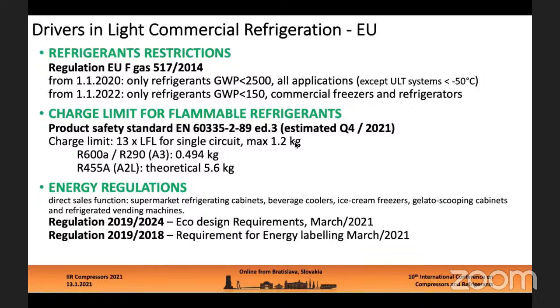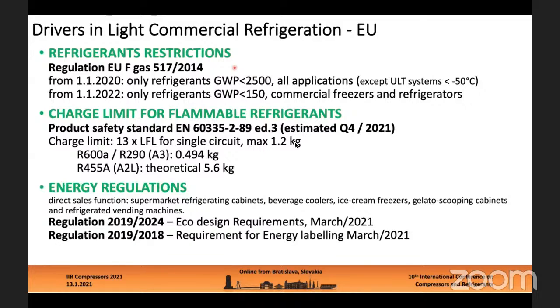Before speaking about propylene, let's make a summary of the key drivers which are affecting the applications of refrigerants in Europe. So basically we have three main drivers. The first one is very well known, F-gas regulation 517 from 2014, which from January 1st last year allows the use of only refrigerants with GWP less than 2500.